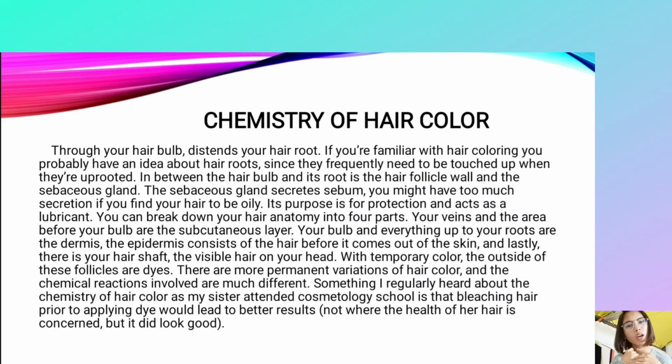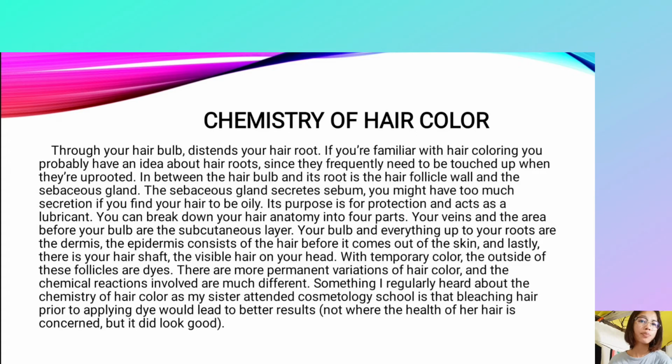So the next is the chemistry of a hair color. So through your hair bulb descends your hair root. If you're familiar with hair coloring, you probably have an idea about hair roots, since they frequently need to be touched up when they're uprooted. In between the hair bulb and its root is the hair follicle wall and the sebum glands. The sebum gland secretes sebum. You might have too much secretion if you find your hair to be oily. Its purpose is for protection and it acts as a lubricant.